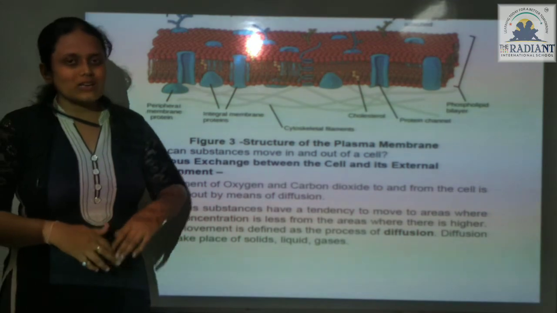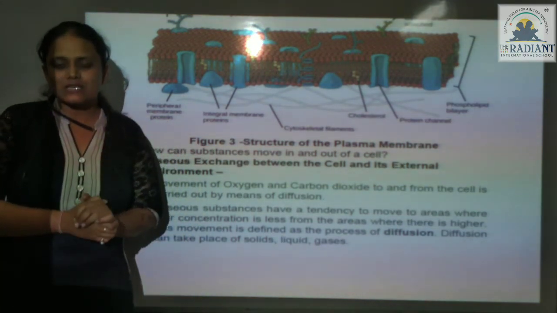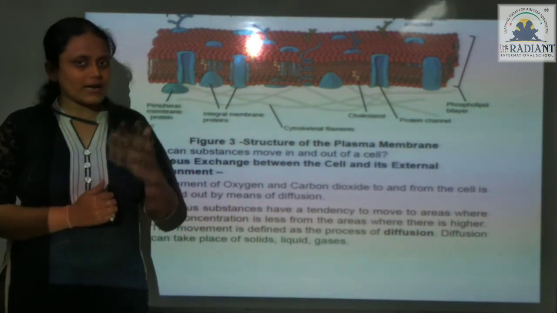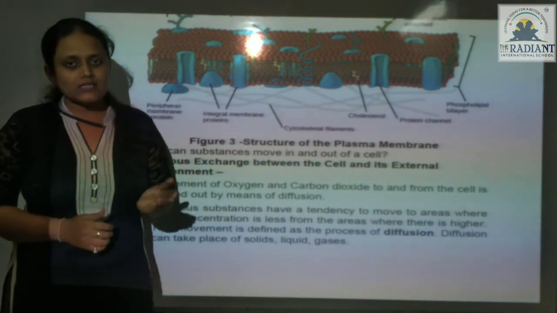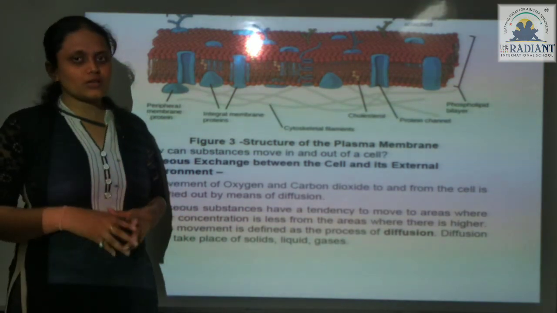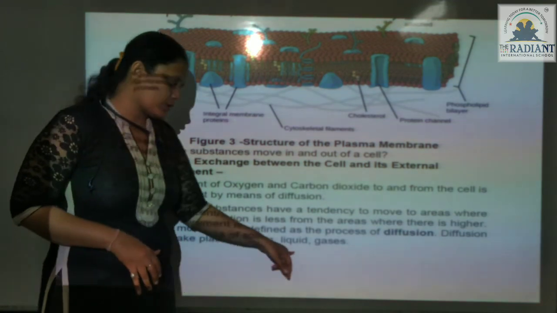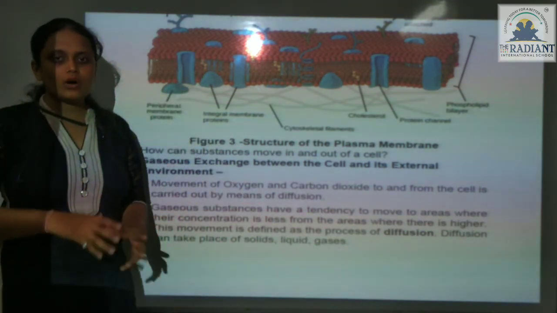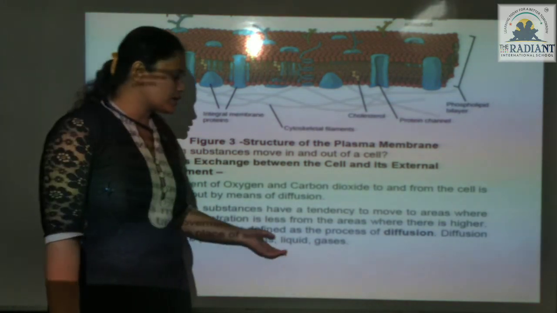Okay? So here again I will go over the definition of diffusion. It is movement of substance. Movement of substance means it can be solid, liquid or gas, and the movement will be from the higher concentration to the lower concentration, and that will be termed diffusion in biology. Now diffusion can take place in solids, liquids and gases. Okay, so we need to use the word substance, and in substance all three can come, that is solid, liquid and gas.